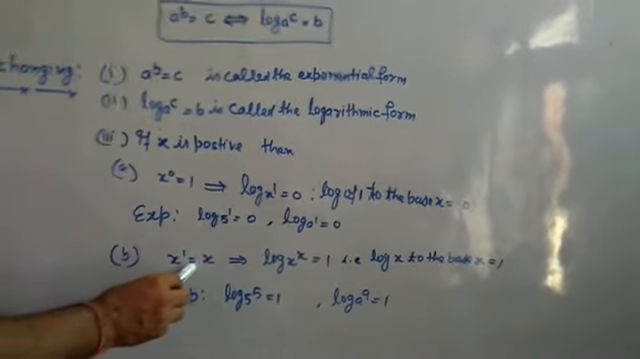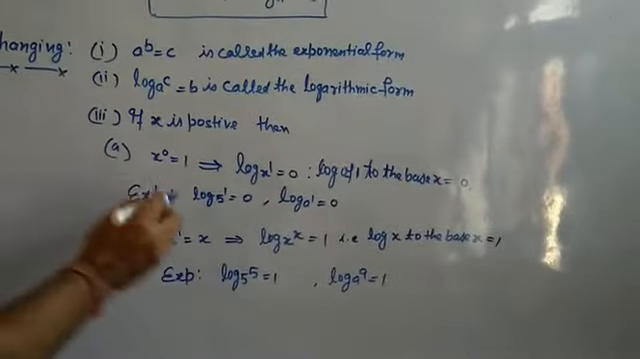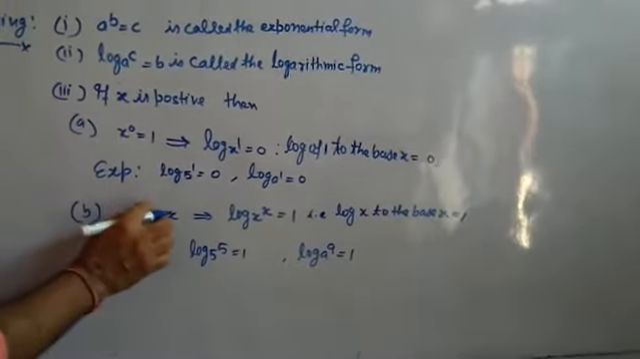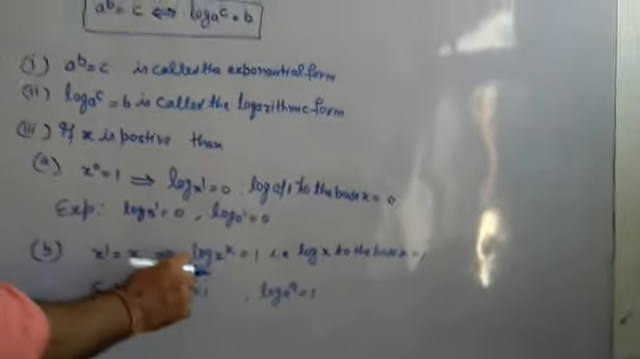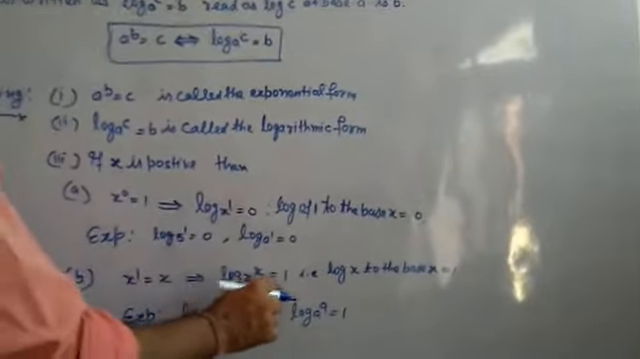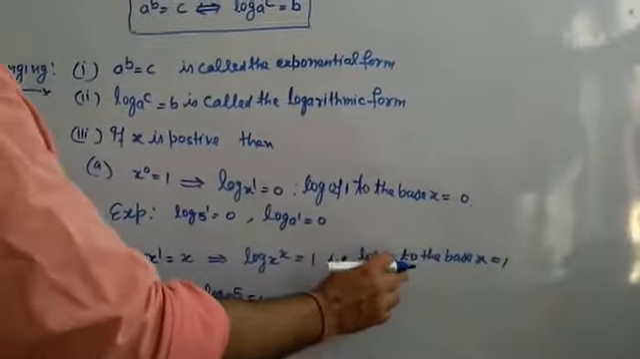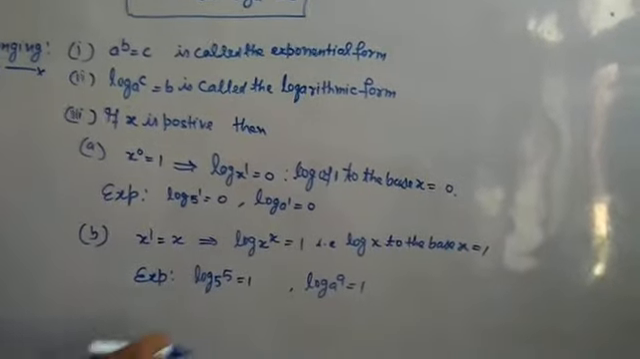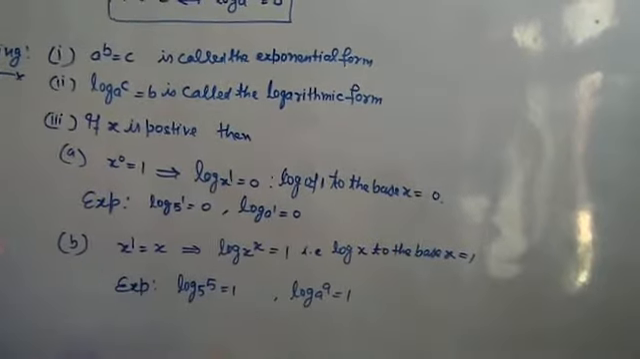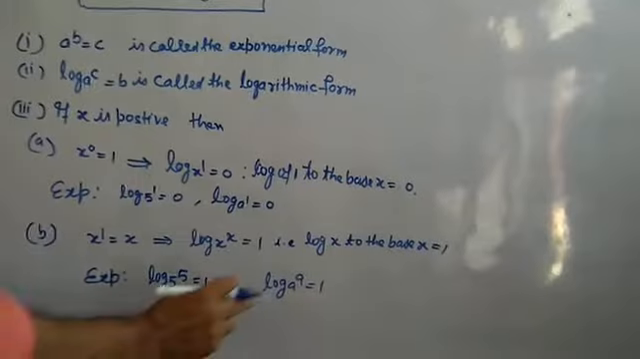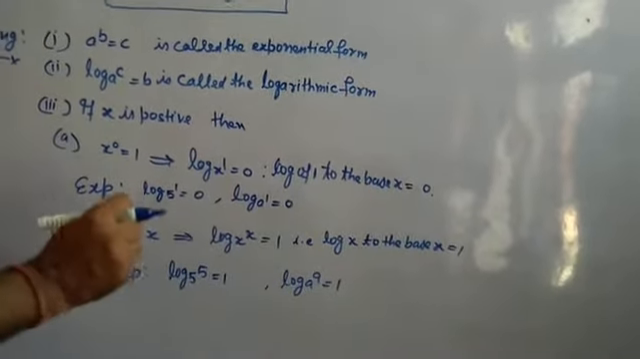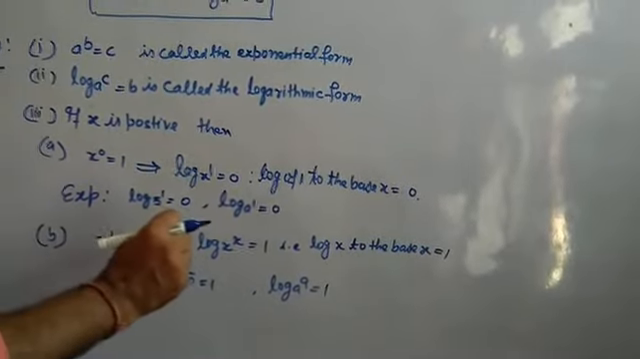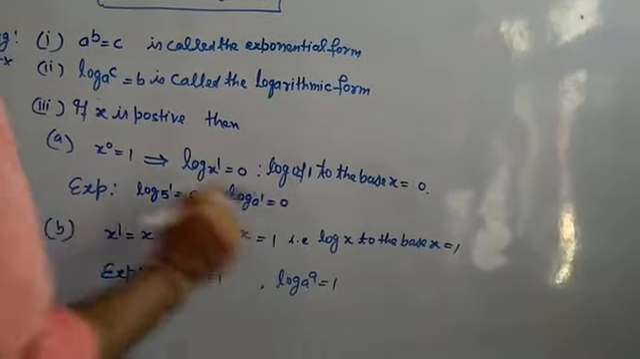x power 1 equals x, just as 2 power 1 equals 2, implies that log x at base x equals 1. Log x to the base x equals 1. Log 5 at base 5 equals 1. Log a at base a equals 1. Log of any real number at the base of the same real number is always 1.